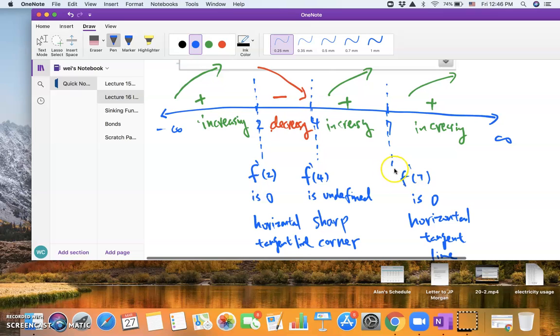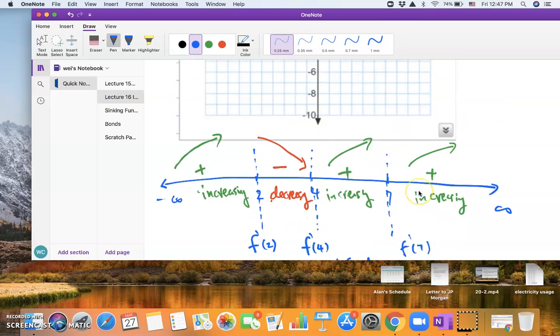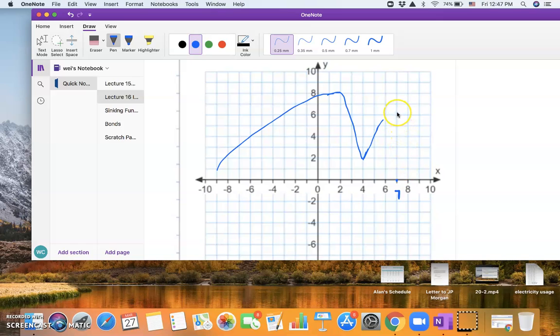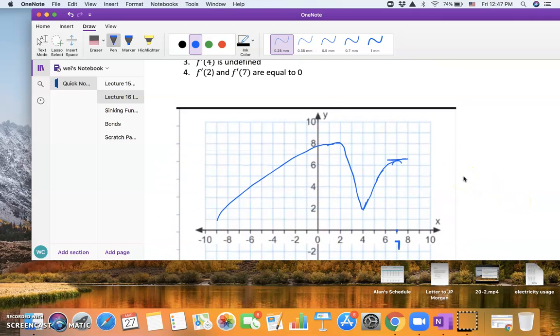Another thing is at x equals 7, since the derivative is also 0, the graph also has a horizontal tangent line. So at 7, we know we're going to have something like this. The graph has a horizontal tangent line. So go here, and from 7 to infinity, the graph is also increasing, so it's going to be like this.